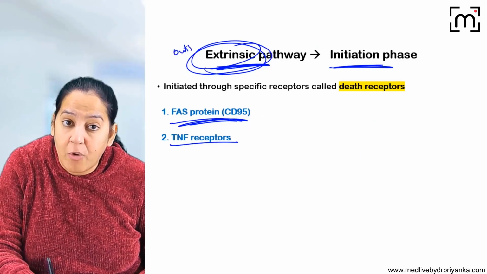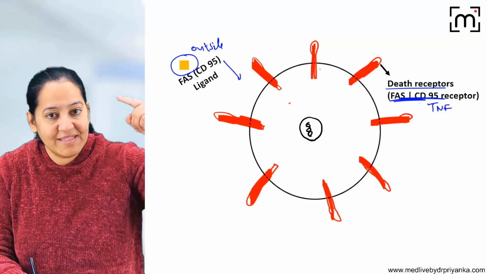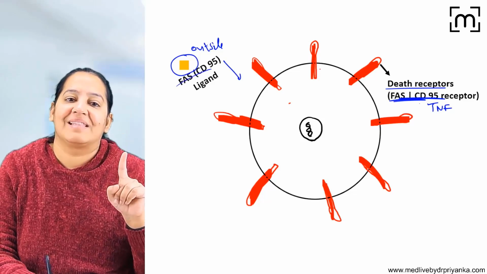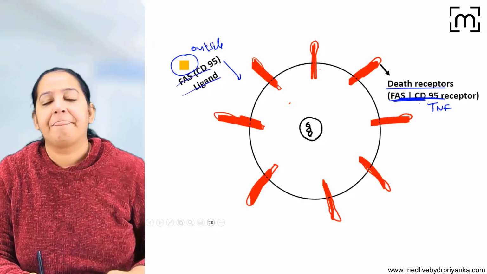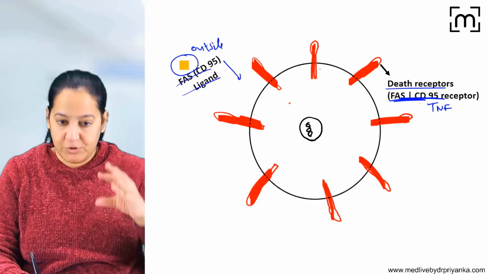Here the signal comes from outside in the form of the ligand. So the body is sending the signal in the form of the ligand, that is FAS ligand. So FAS ligand is coming, and FAS, let me zoom out this.